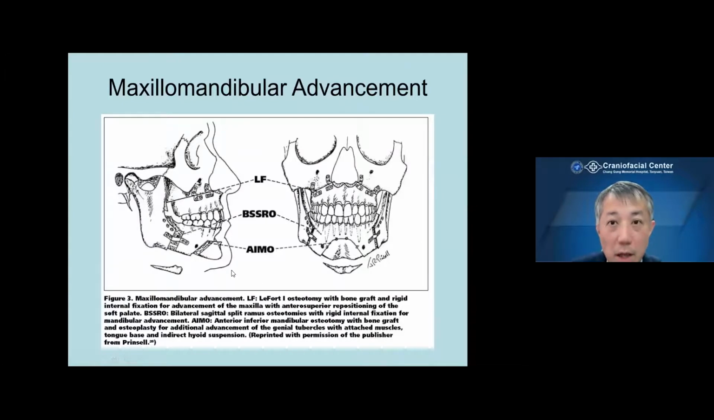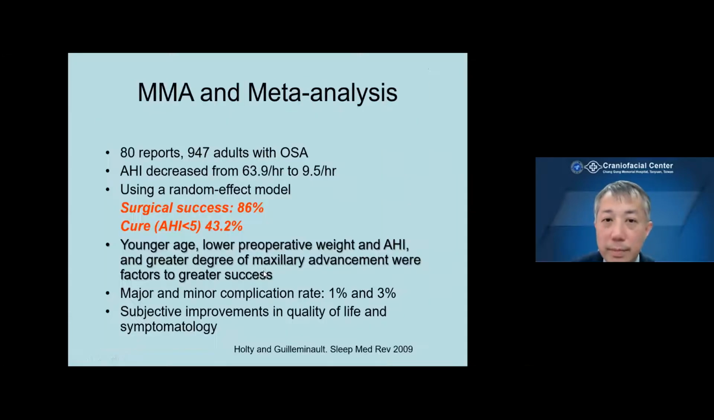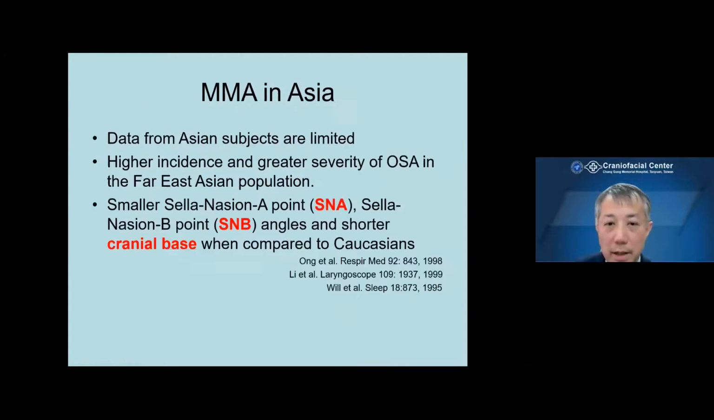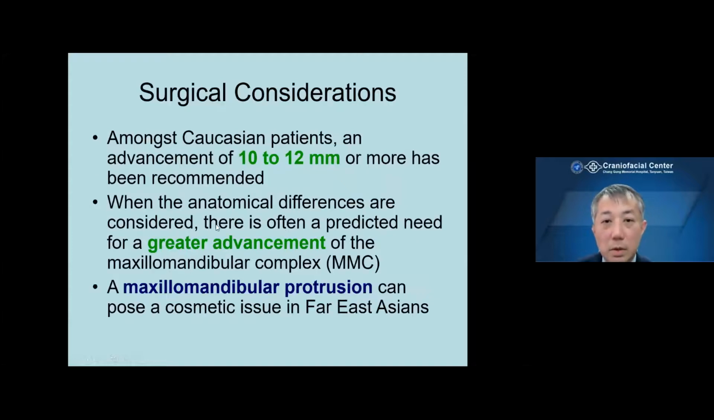So MMA is a proper treatment for patients with skeletal problems, and the success rate is high, and the cure rate is also high. For MMA in Asia, because we tend to have smaller SNA and SNB and a shorter cranial base, the surgical consideration for the Asian population is to advance the skeletal framework more than 10 millimeters.